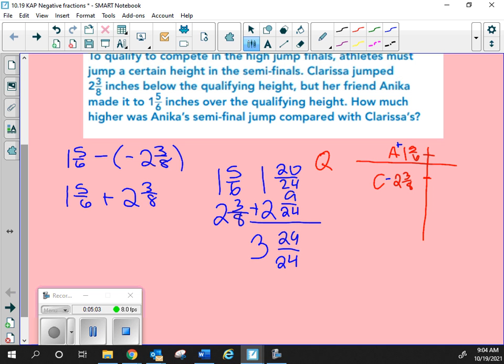Maybe make it a mixed number. So how many times can I take 24 out of that? Class? One time, so I'm going to make this whole number a 4, and then how many are going to be left over? 5, because that's 29 minus 24. I would have 5 24ths left over.